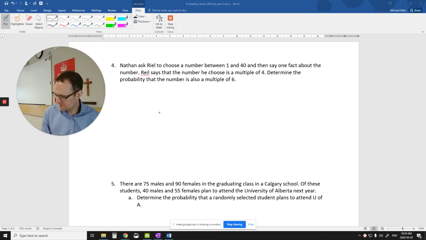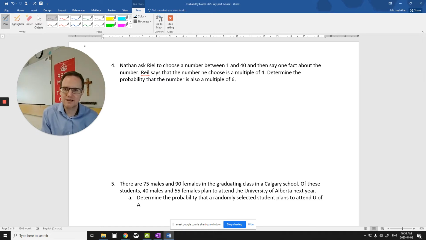All right. So this first one here is just asking us to find the probabilities. Nathan and Riley are playing this game. They chose a number 1 to 40. And then Riley, I kind of spelled it wrong in that picture compared to the one above it, says that the number he chose is a multiple of 4. So he's giving them a condition already, like an event. Then we want to know what is the probability.